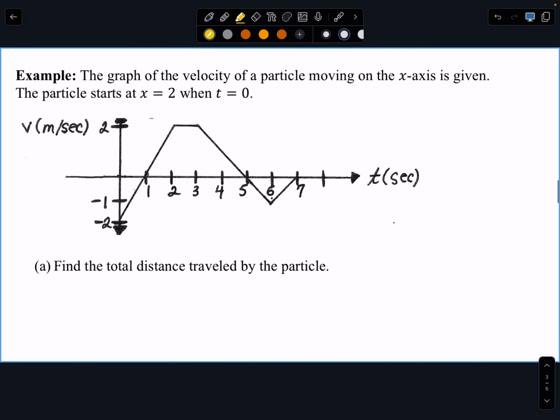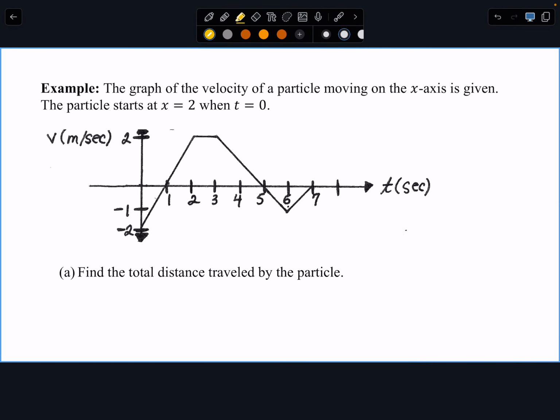Okay. We're just going to leave off on part A. I want you to think about this. So the graph of the velocity of a particle moving on the x-axis is given with that graph, right? That's a velocity graph. The particle starts at x equals 2 whenever t is equal to 0. So if you're wanting to find the total distance traveled by the particle, do we have thoughts on how we would do that?